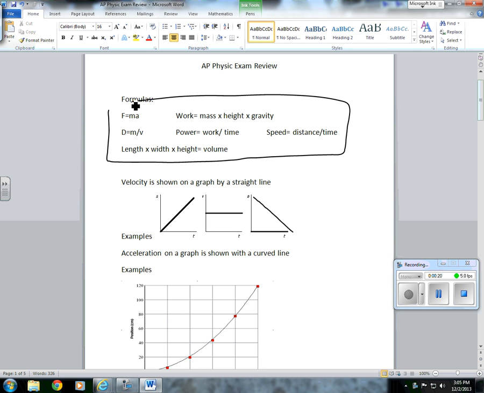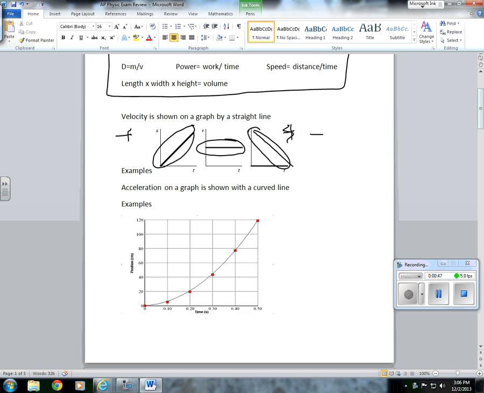power, and work. So, the things to remember about the graph is that velocity is shown with a straight line. This is going up into the right, so that means it is in a positive direction. This horizontal line means that the object has come to rest. And this line that is going down at a straight line means that it is going in a negative direction or decreasing.